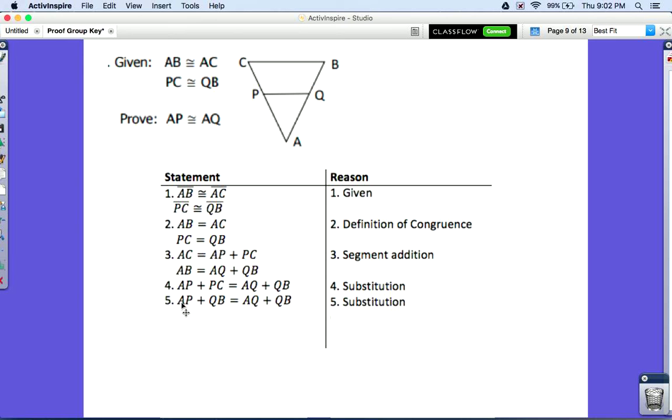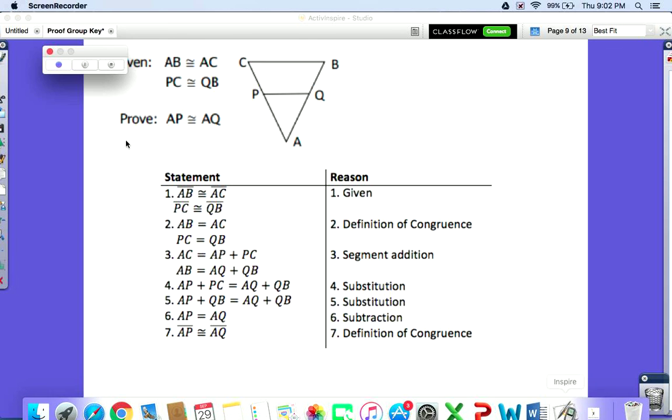And then once I have this, I have QB on both sides, and ultimately I want to get rid of that QB, and then I'll have that AP equals AQ, which is what I'm trying to get to. So I'm going to subtract QB from both sides by the subtraction property. And this is really close to what I want, but I don't want this equal sign. I want a congruence sign. So I need to say that segment AP is congruent to segment AQ by the definition of congruence. And I'm done.